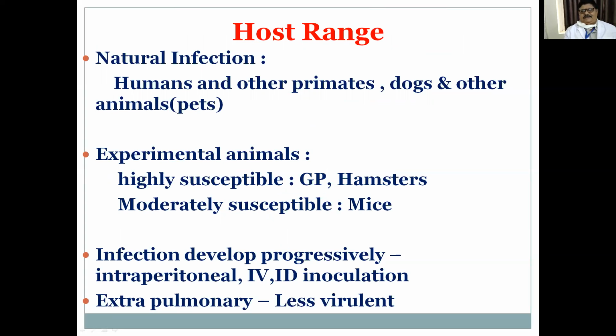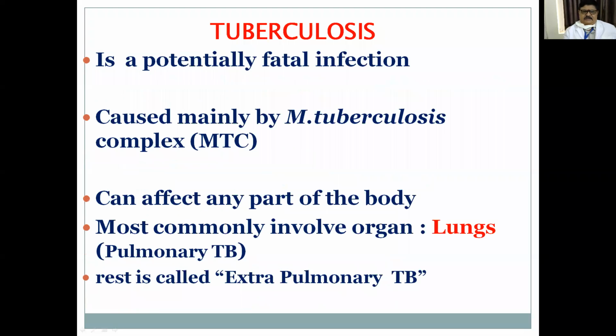Coming to host range. Natural infection can be caused in human beings and other primates, dogs and other animals, pets. So be very careful. Among experimental animals, the guinea pig is highly susceptible. Hamsters and mice are moderately susceptible. Infection by various routes: intraperitoneal, intravenous is more rapid, and intradermal inoculation is much faster. Extrapulmonary, it is less virulent.